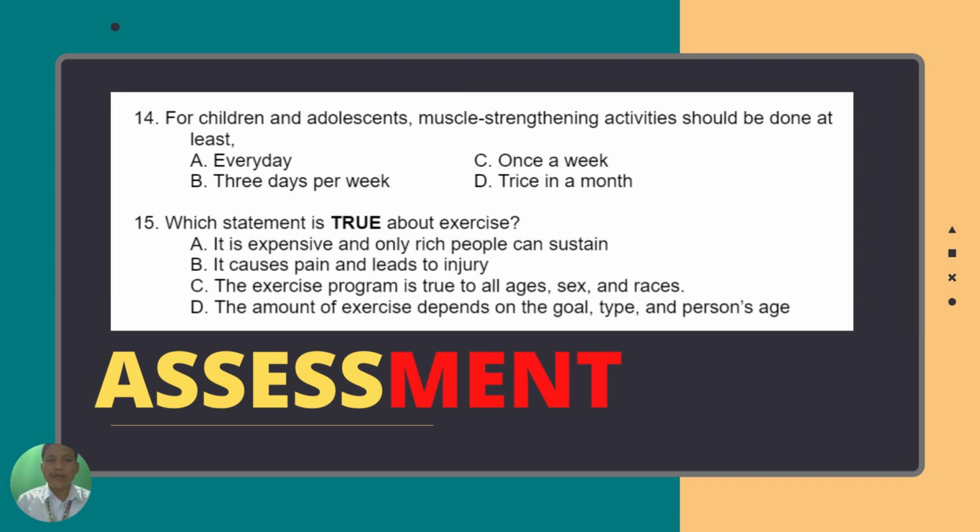Last two questions for pre-assessment. For number 14, for children and adolescents, muscle strengthening activity should be done at least, is it A, every day, B, 3 days per week, letter C, once a week, or letter D, thrice in a month?